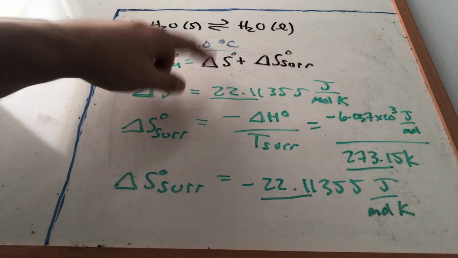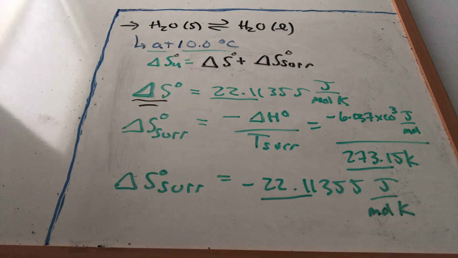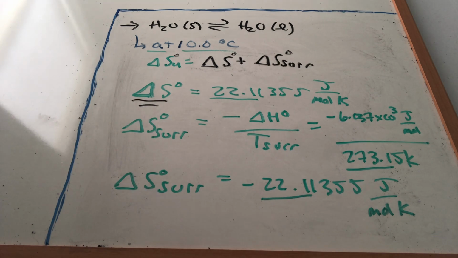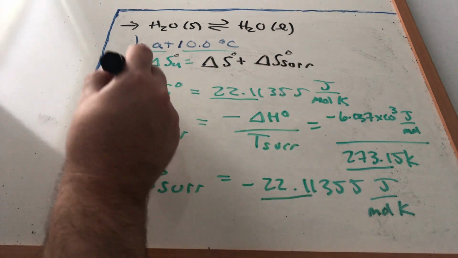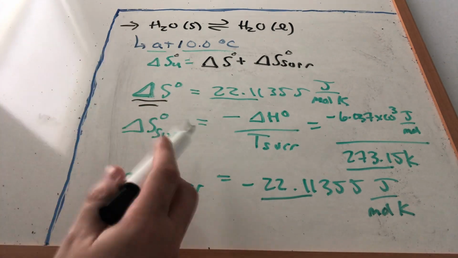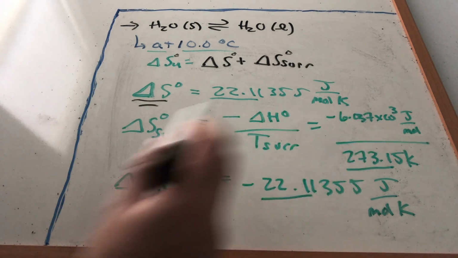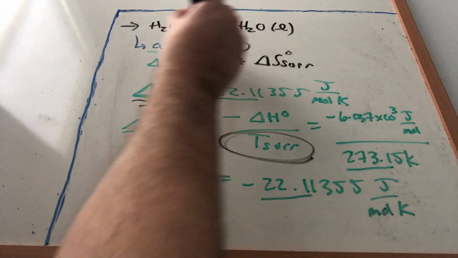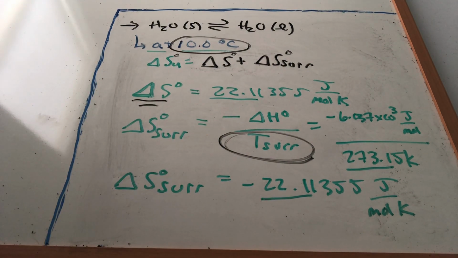Delta S naught though, it doesn't change. Remember what I said we get to say here? Once you know delta S naught, you're set. You know it no matter the temperature. This semester, we get to pretend that it doesn't change. So if I know delta S naught, it's still this number. Delta S naught for the surroundings, though, does change: minus delta H naught, that doesn't change, but the big difference between these last two examples is that T surroundings has changed now.